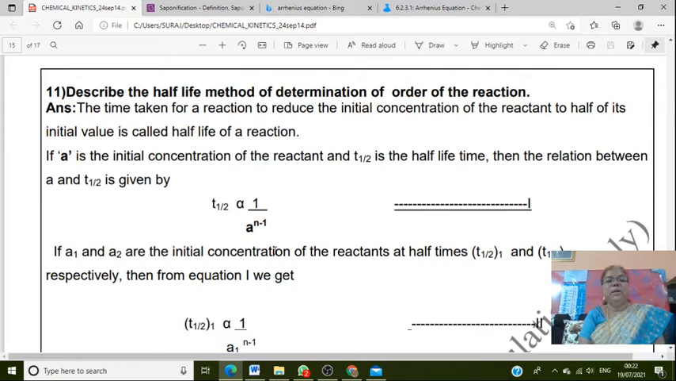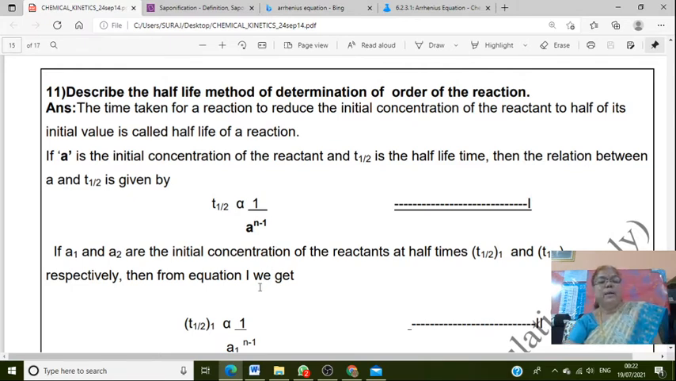In case of a second order reaction, half-life time is inversely proportional to the initial concentration. Okay, and in case of a third order reaction, half-life time is inversely proportional to the square of the initial concentration. That means in general we can say that the half-life time, that is T1/2, is proportional to 1 by A raised to n minus 1, where n is the order of reaction.